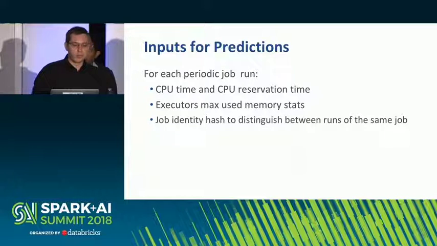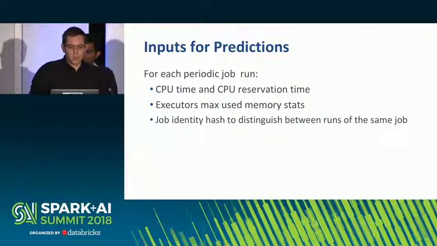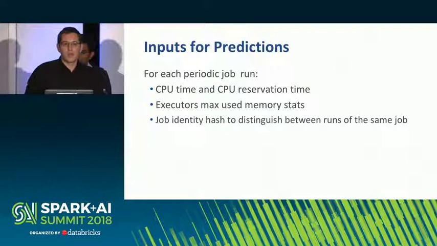So what are the inputs for the predictions? For each periodic job run, we will need CPU time and CPU reservation time, which Sital spoke about. We also need executors' maximum used memory statistics. And we also will need a job identity hash to distinguish between runs of the same job.